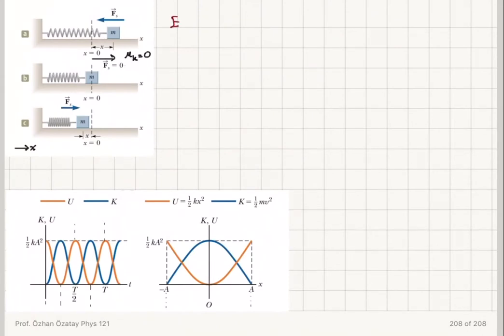In this video, we're going to talk about energy of the simple harmonic oscillator. So we want to know the components of the energy, kinetic component and potential component.